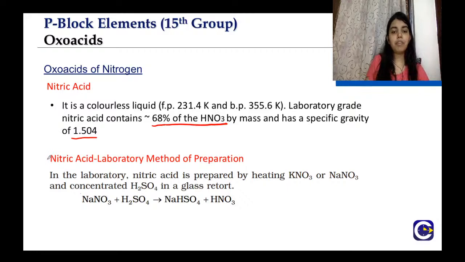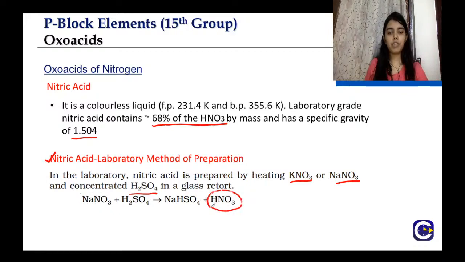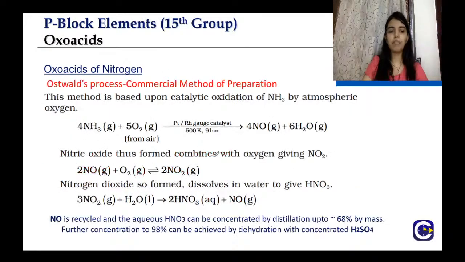So, what is the basic laboratory method of preparation of nitric acid? In the laboratory, nitric acid is prepared by heating potassium nitrate or sodium nitrate and concentrated H2SO4 in a glass retort. What is a glass retort? Basically, it is a flask-like apparatus. If you heat NaNO3 plus H2SO4, it will give you NaHSO4 plus HNO3. This is how you can prepare nitric acid in the lab itself.